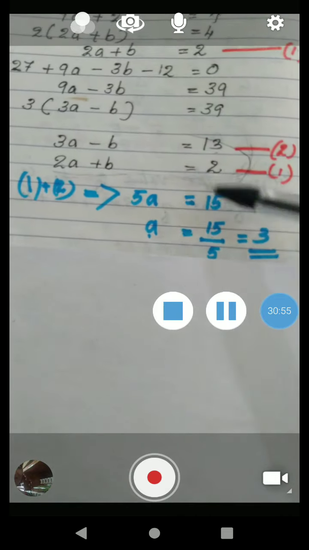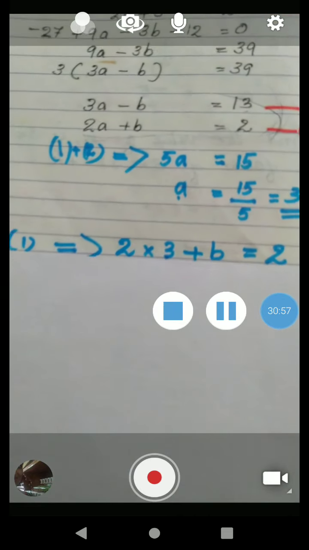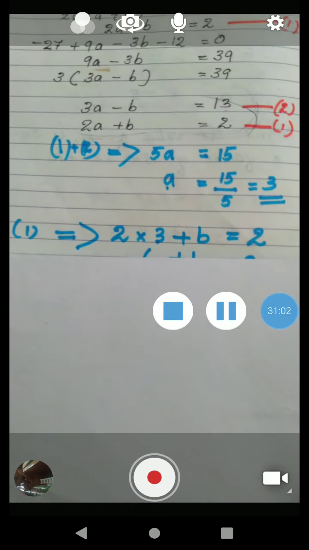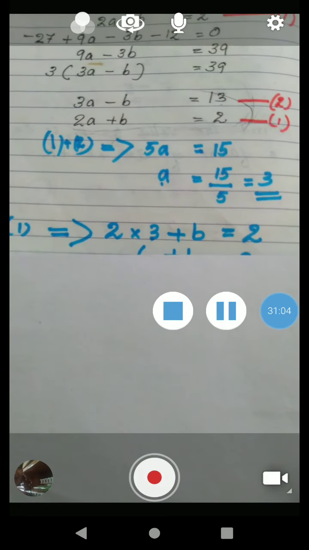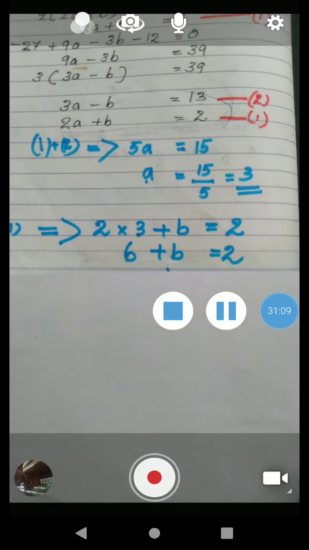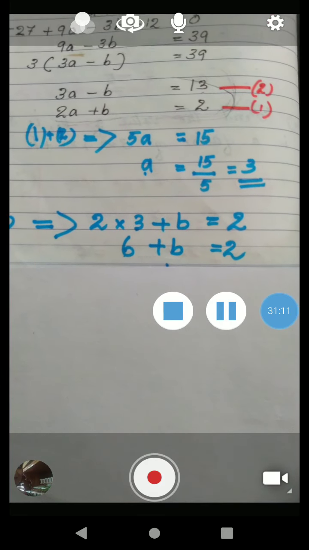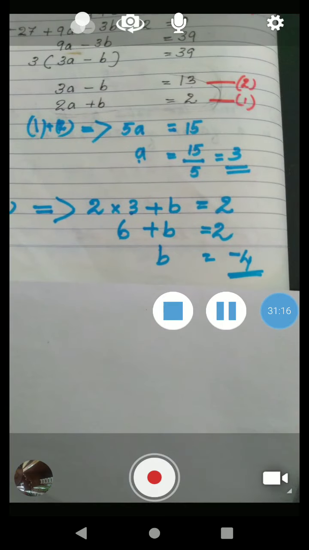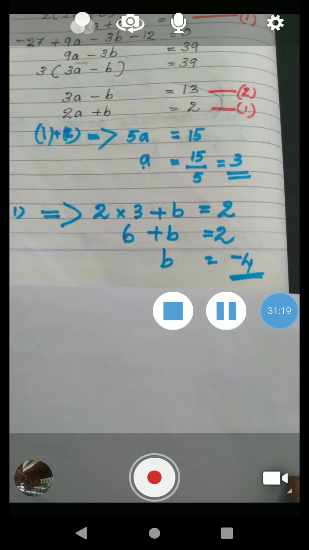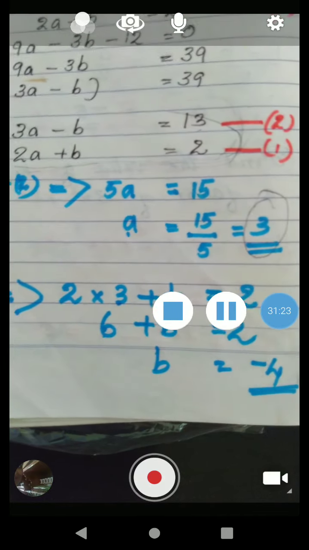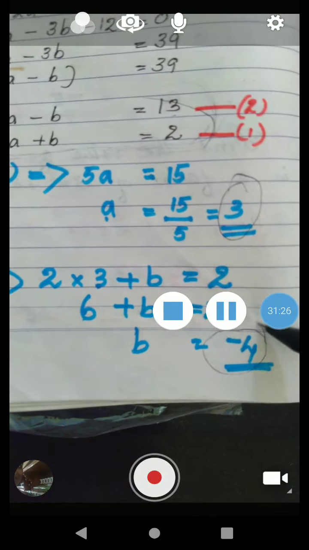Substitute value of a in any of these two equations, you will get b. So, equation number 1 implies 2 into, instead of a, substitute 3. 2 into 3 plus b equal to 2, which is 6 plus b equal to 2. Therefore, b is equal to 2 minus 6, that is minus 4. Therefore, a is equal to 3 and b is equal to minus 4.